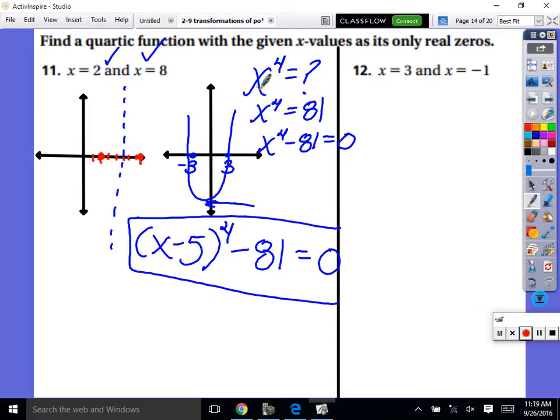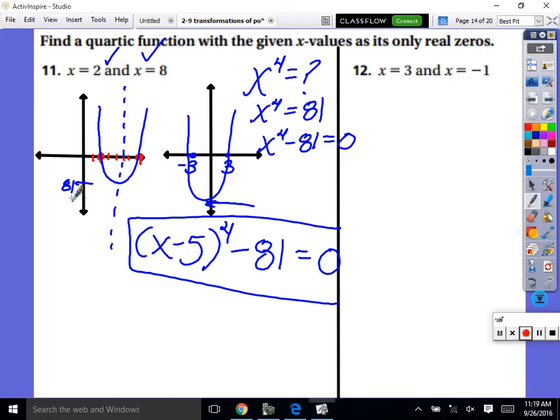Okay, so let's do it another way. Let's do number 12 a different way. Because this was our original, we took it and shifted 5 over, and then this was at 81. Okay, so over here, let's do it different.